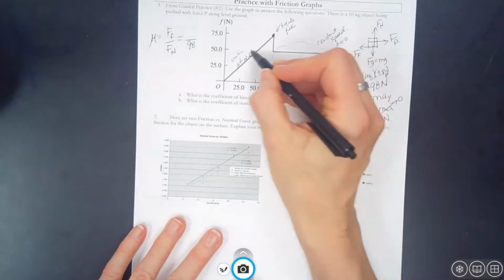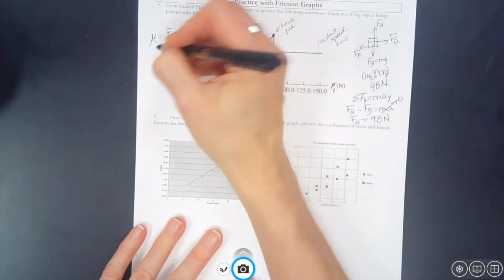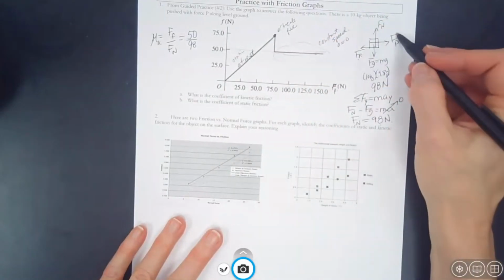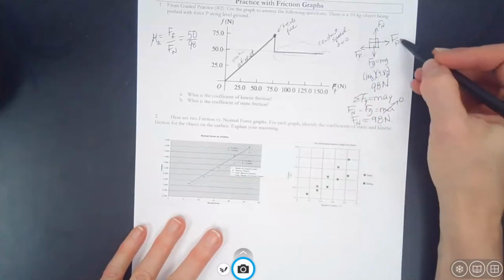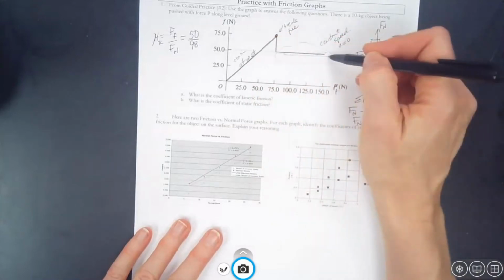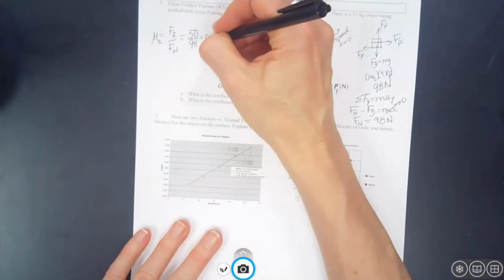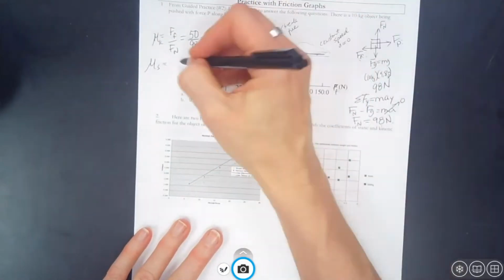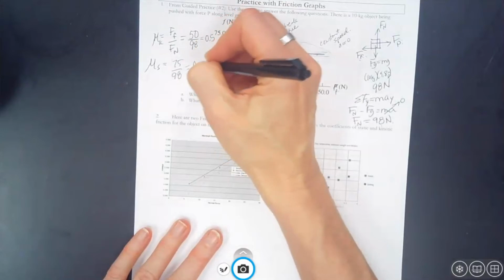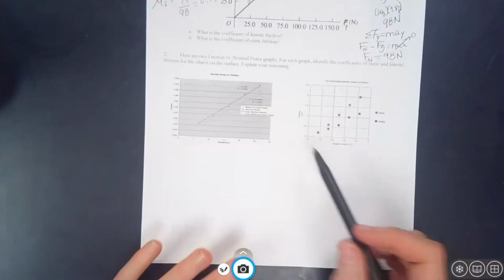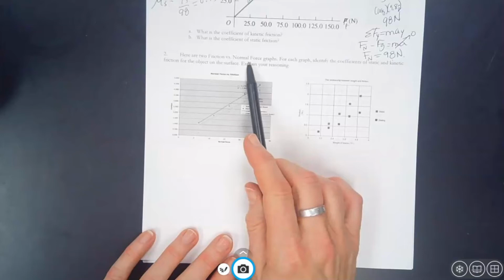This force here, which looks like it's 50, is going to give you your kinetic friction, because during the constant speed section the friction force is going to be equal to your pushing force. So this is about 0.5, and the static friction is going to be this maximum, which is 75 over 98, which is about 0.75. I'm rounding a little bit. So that's that problem.